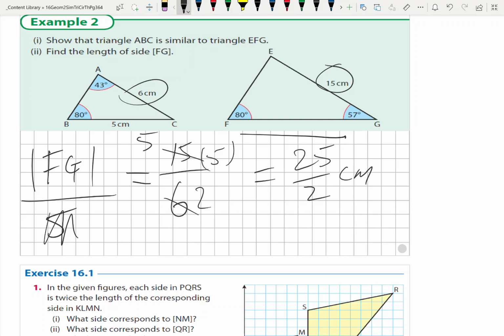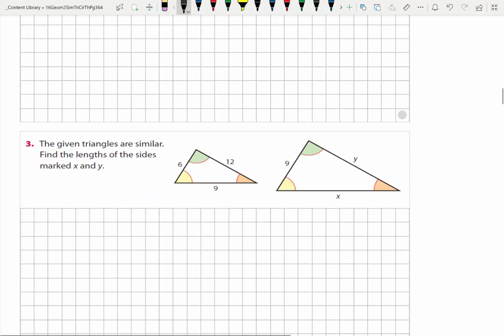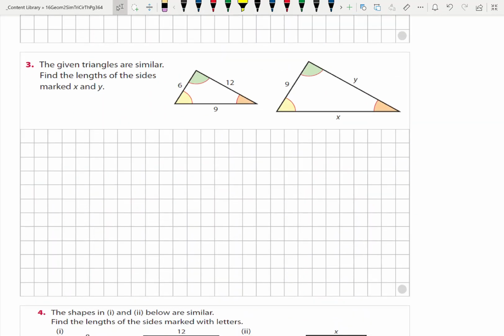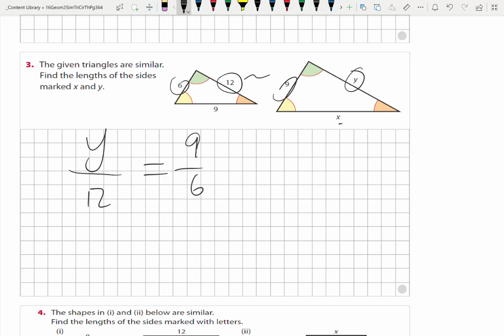Okay, let's get through the homework now. Question 3. According to the color coding, the triangles are similar. We'll do these one at a time. Y visually is to 12 as 9 is to 6. Definitely stay away from those 2 there, because then you'd have 2 unknowns with one equation. And if you have 2 unknowns, you need 2 equations.